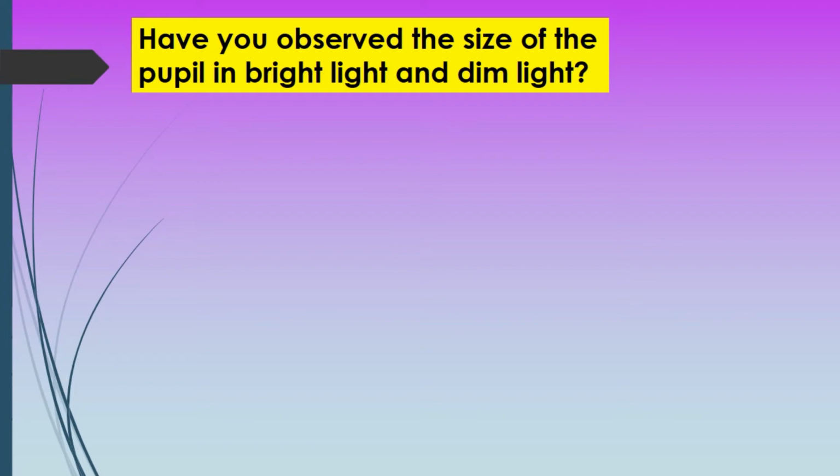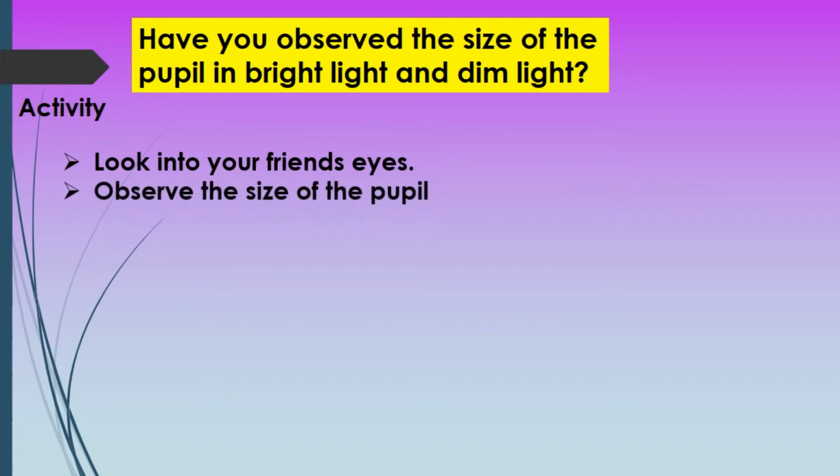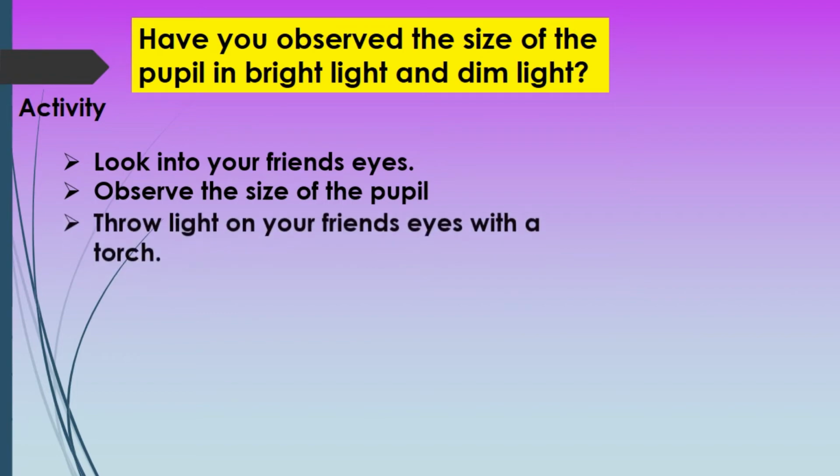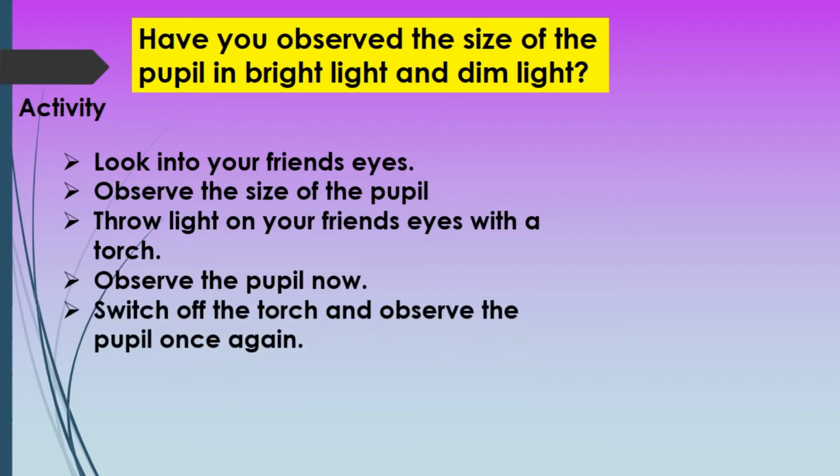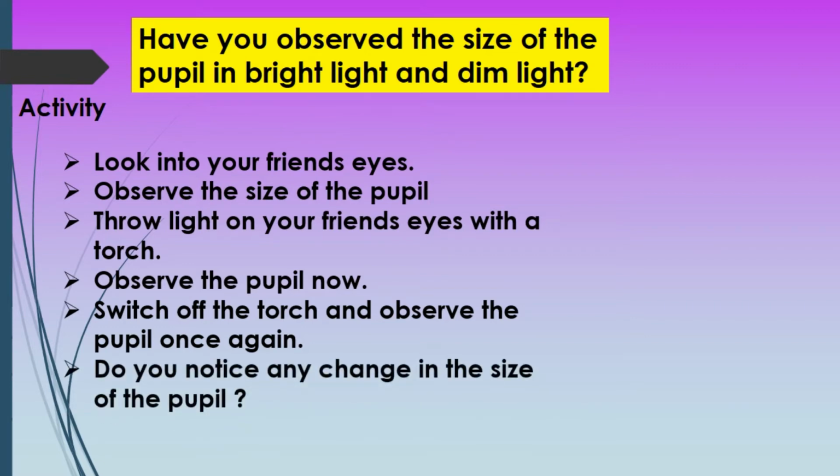Do this activity. Look into your friend's eyes. Observe the size of the pupil. Now throw light on your friend's eyes with a torch. Observe the pupil now. Switch off the torch and observe the pupil once again. Do you notice any change in the size of the pupil?